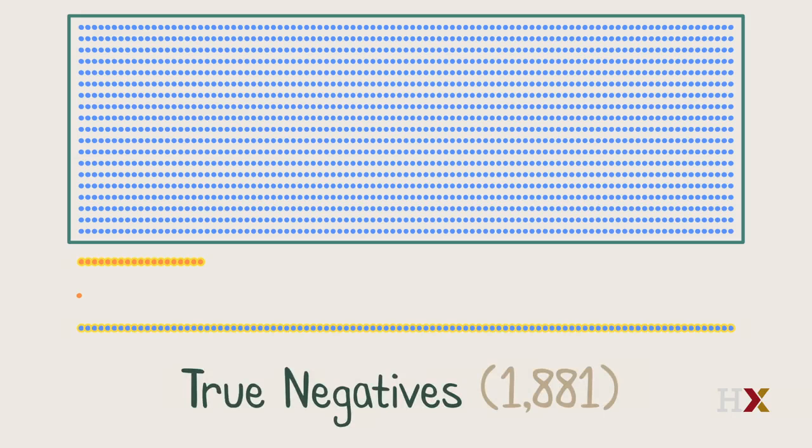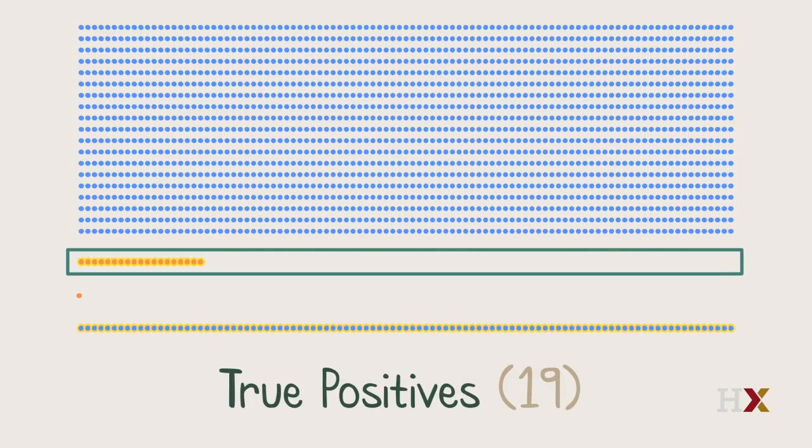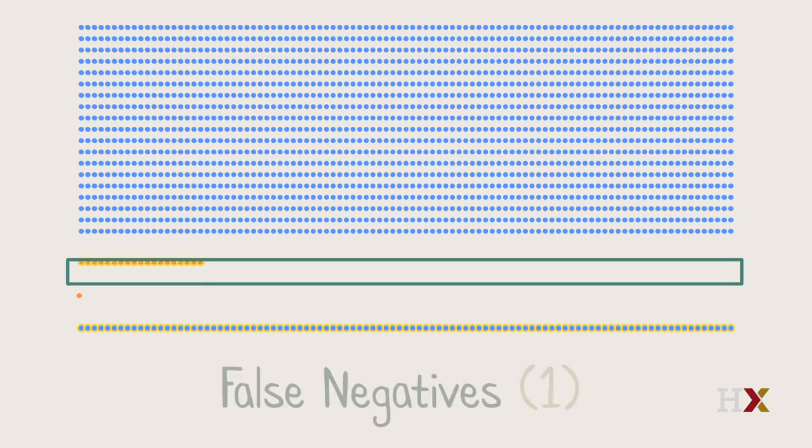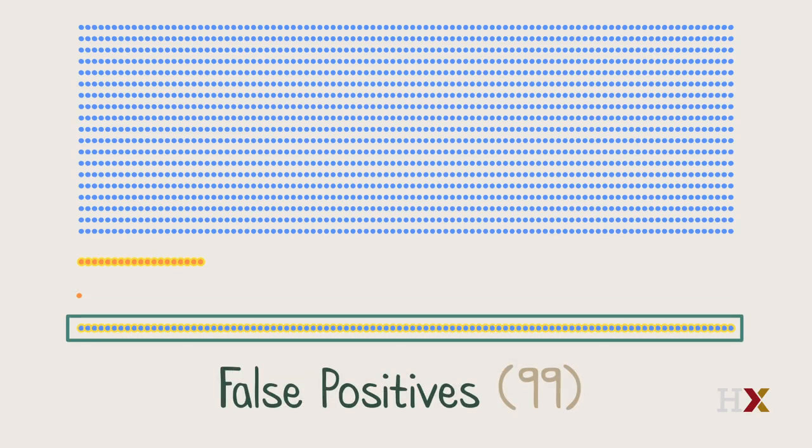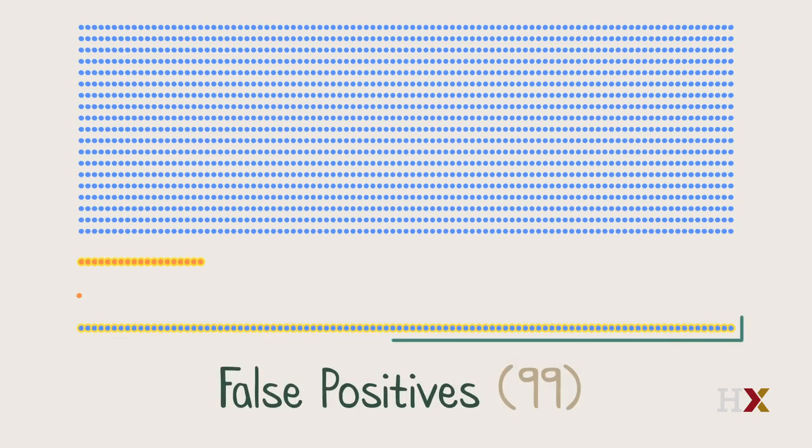True negatives, or healthy individuals who are correctly tested as negative, true positives, or diseased individuals who are correctly tested as positive, false negatives, or diseased individuals who are incorrectly tested as negative, and false positives, or healthy individuals who are incorrectly tested as positive.